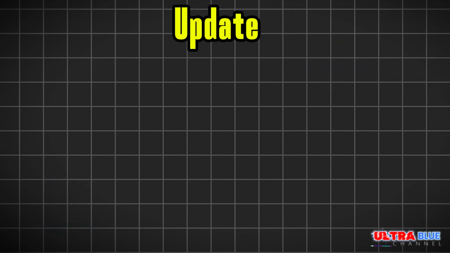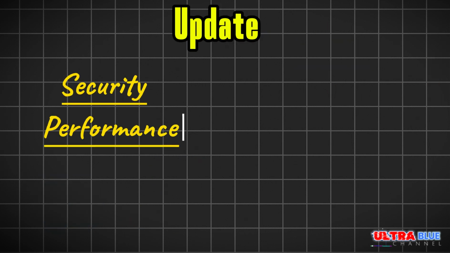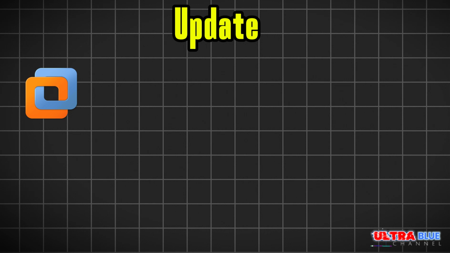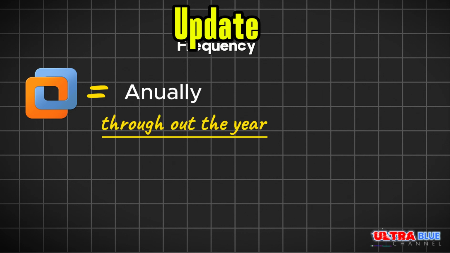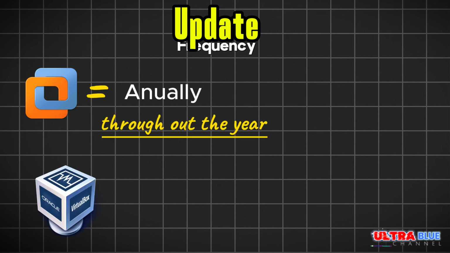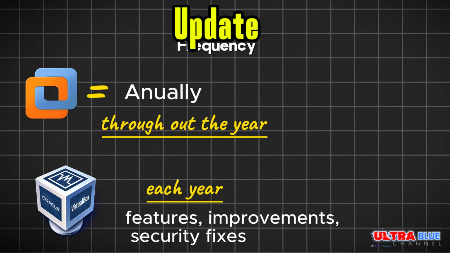Keeping software up to date is essential for security and performance. VMware Workstation typically receives major updates annually, with minor updates and patches released throughout the year. VirtualBox also has a consistent update schedule, with several releases each year that include new features, improvements, and security fixes.